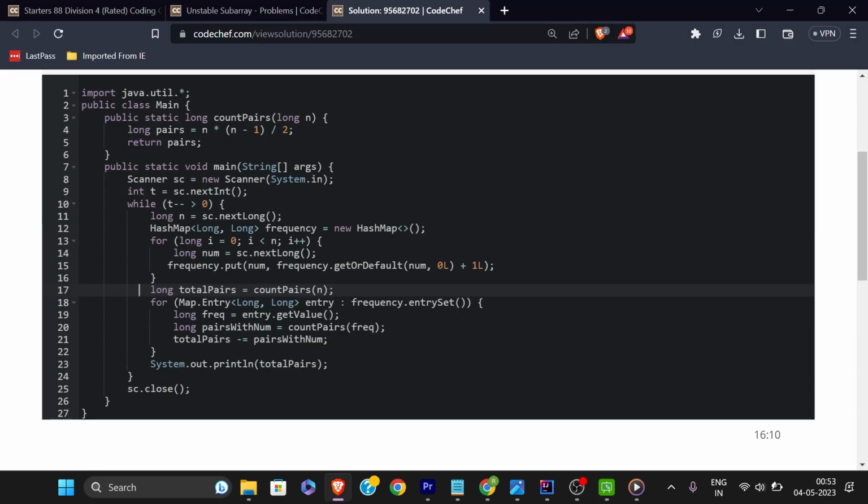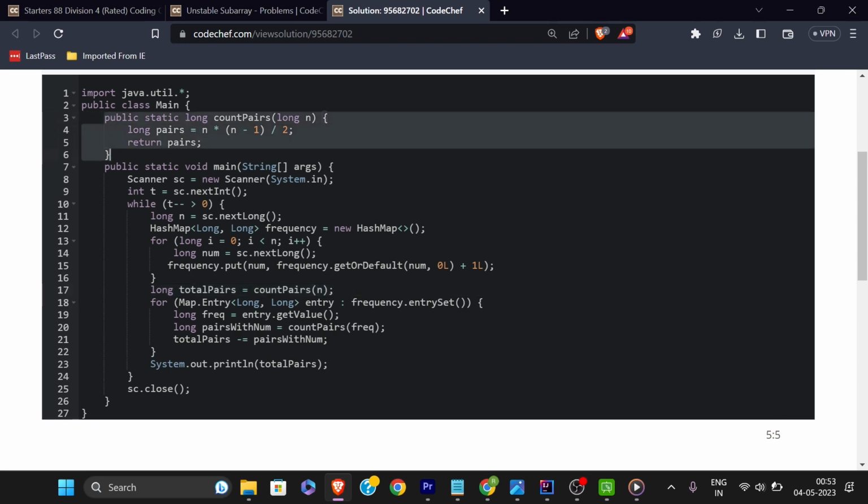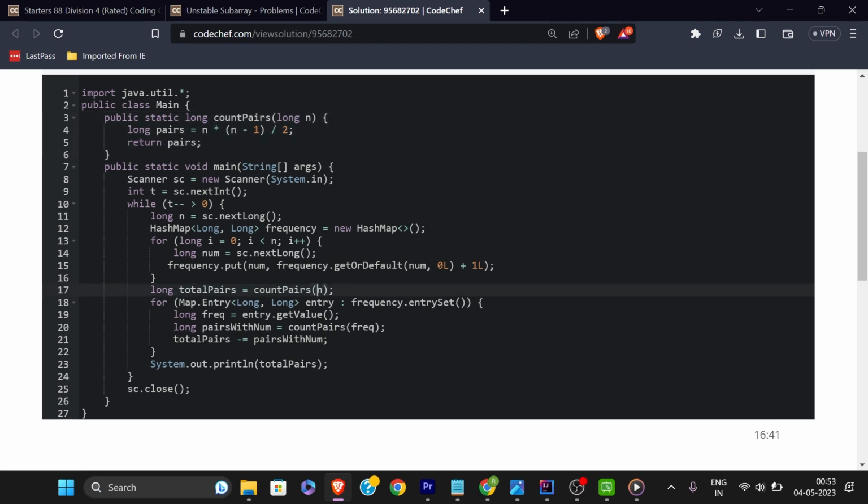I made a hash map, and I will put all the elements in the hash map and store the frequencies. At the starting I just call my count function. It will give me the number of n minus 1 sub arrays, and for the frequencies I will get values, and I just need to subtract them from the total pairs, and at the end we just need to print our total pairs.